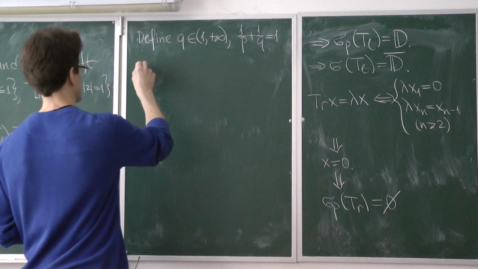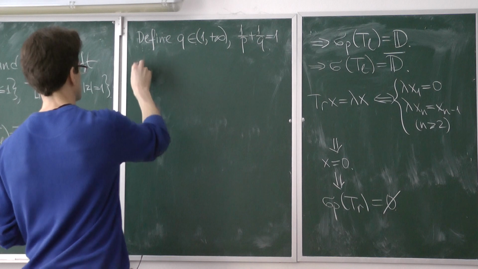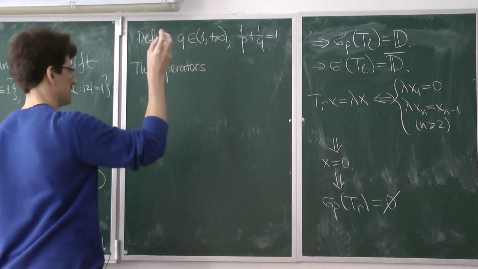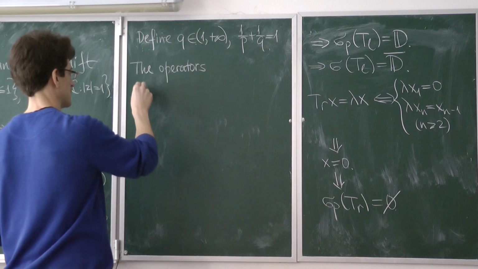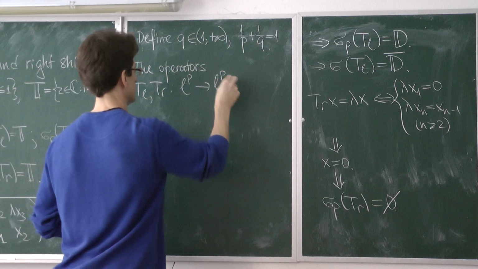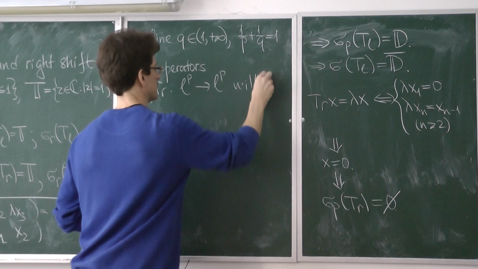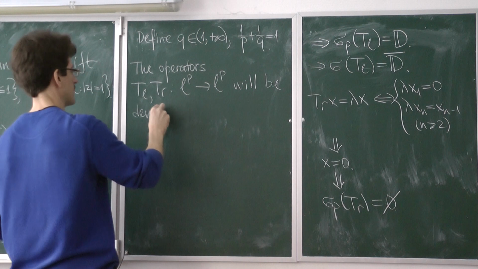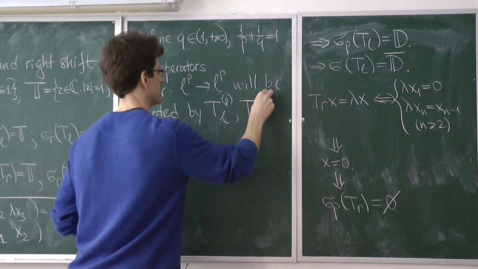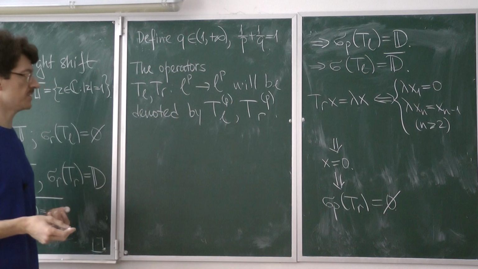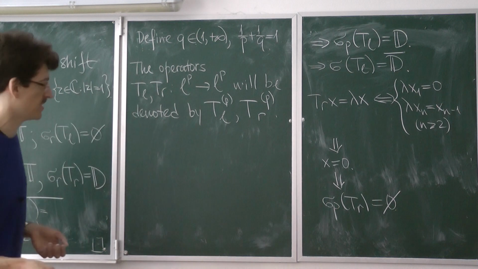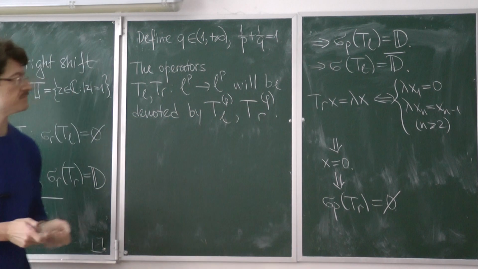For convenience, let's denote our operators as follows. So the left shift operator and the right shift operator on LP will be denoted by TLP and TRP respectively. So the reason is that we will need to consider such operators not only on the LP space but also on the LQ space. So to distinguish between them, we introduce this superscript. Okay.